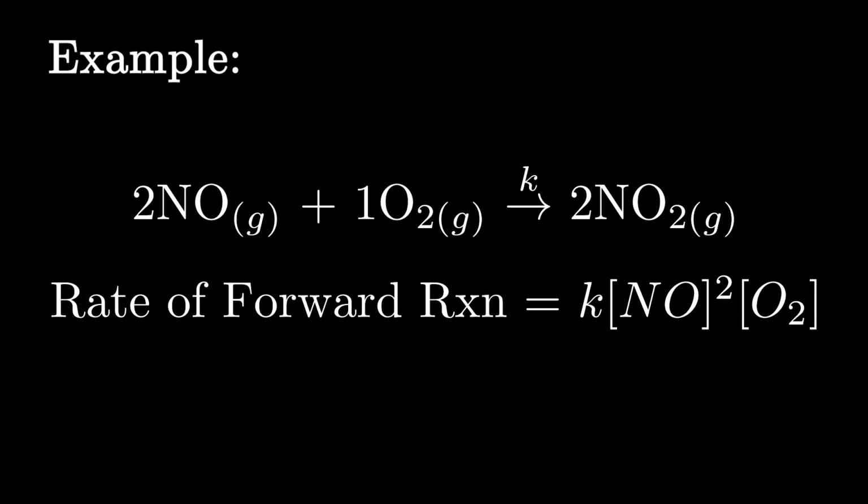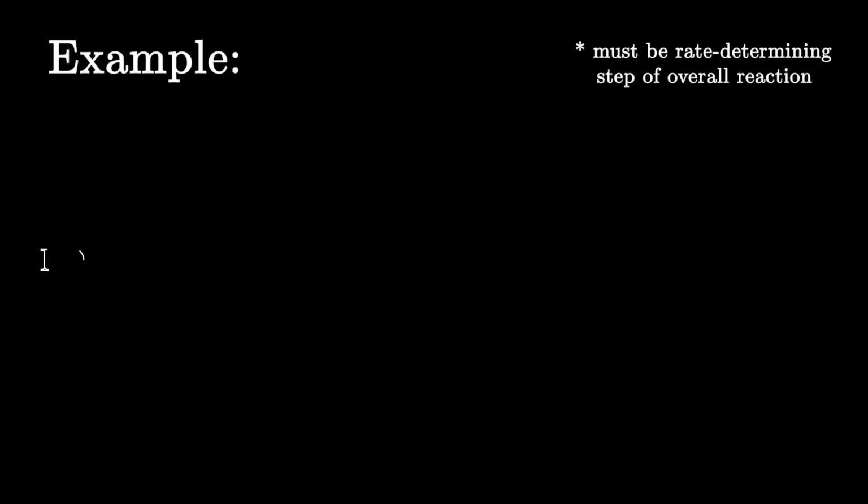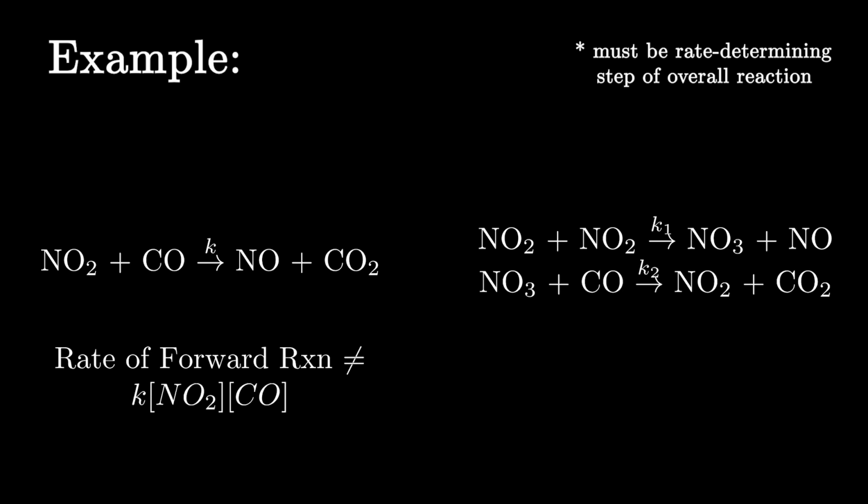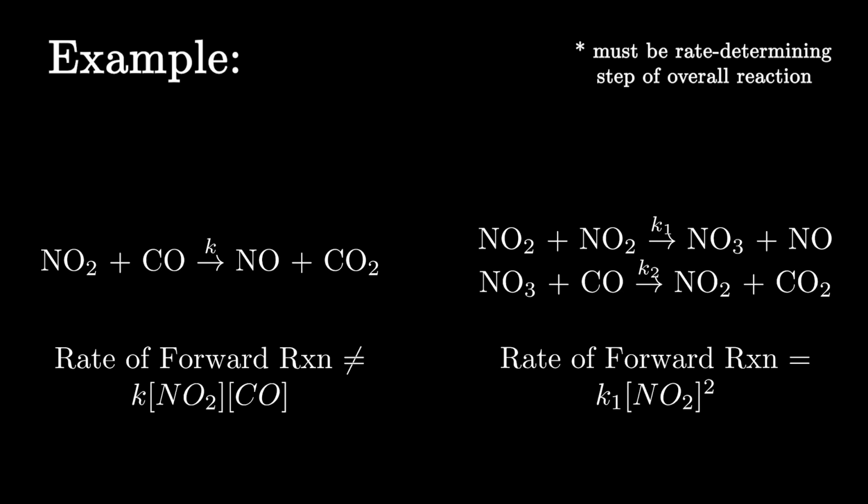An important thing to keep in mind is that you are only allowed to do this when the given reaction is the rate determining step of the overall reaction. For example, the chemical reaction nitrogen dioxide and carbon monoxide forming nitric oxide and carbon dioxide actually consists of 2 intermediate steps as shown below. So the rate law is not equal to k times the concentration of nitrogen dioxide times the concentration of carbon monoxide, but rather k times the concentration of nitrogen dioxide squared.